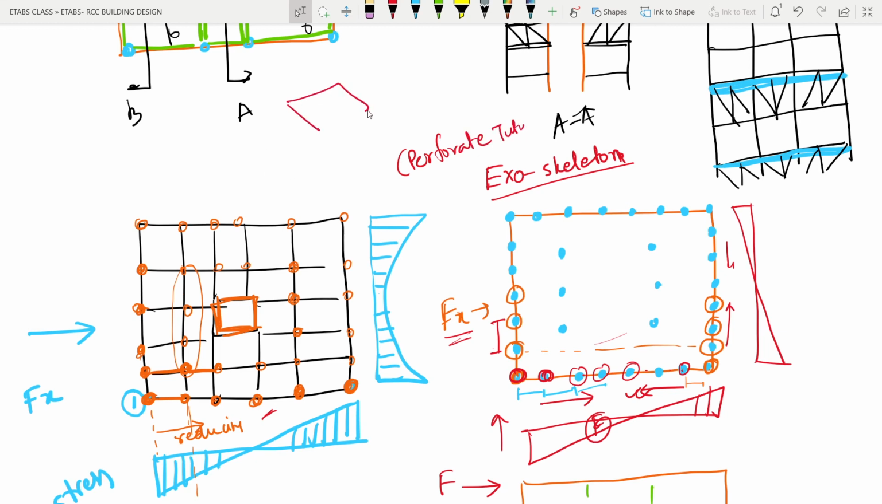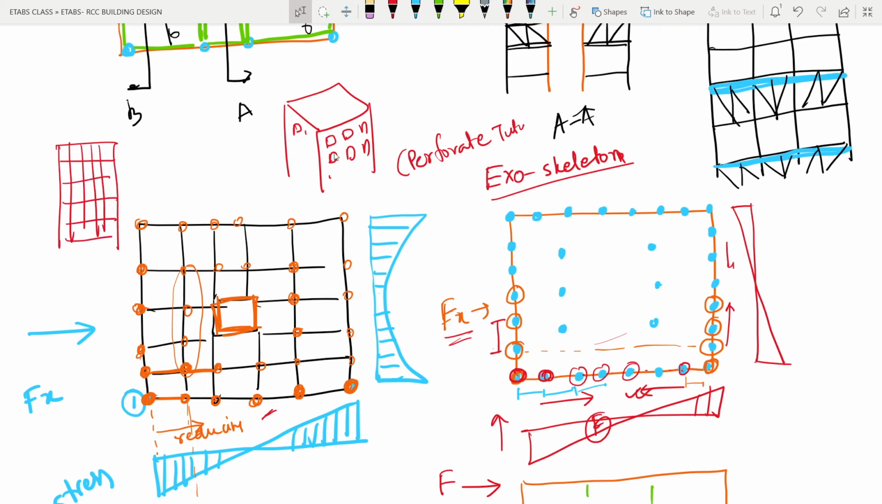like suppose you have a tube like this, and if you make smaller holes in the tube everywhere, it will look like this. If I just make closely spaced columns and then beams, you can see it is similar to a perforated tube. And this particular thing is also called the framed tube system.